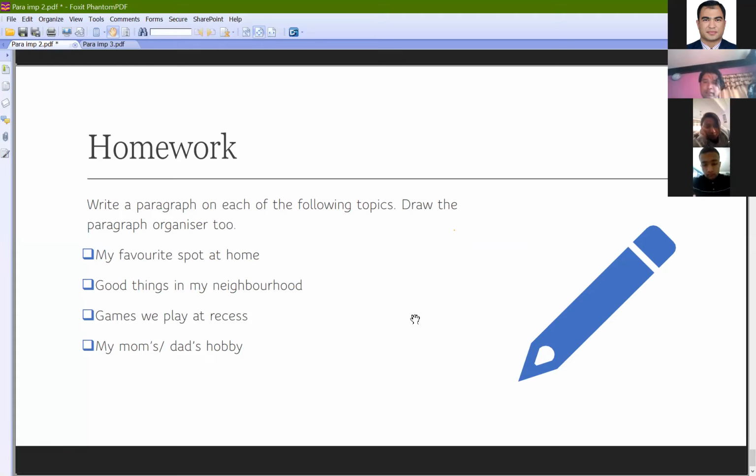My favorite sport at home. What do I like to play when I'm at home? I like to play this when I'm at home. I like to play it because... similarly, I also like to play it with my brother because in the same way I like to play it, and then conclude.